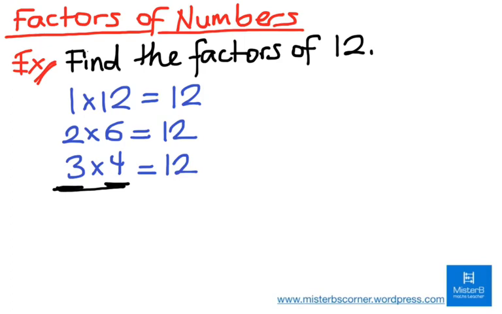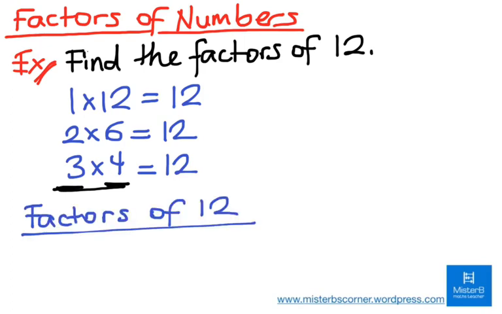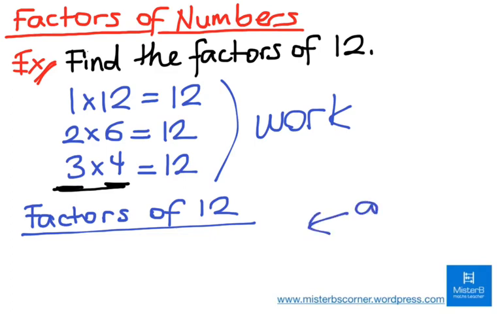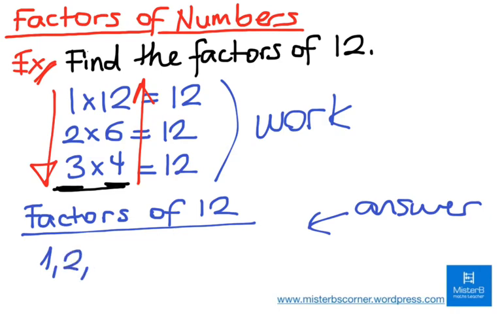So what's going to happen is you're going to write down all the factors like that in multiplication, and then you're going to list them as your answer, because this is your work, right? Now you have to write your answer. It's going to be the list of numbers in this multiplication. I prefer to write down like this in order, like 1, 2, 3, 4, 6, and 12.